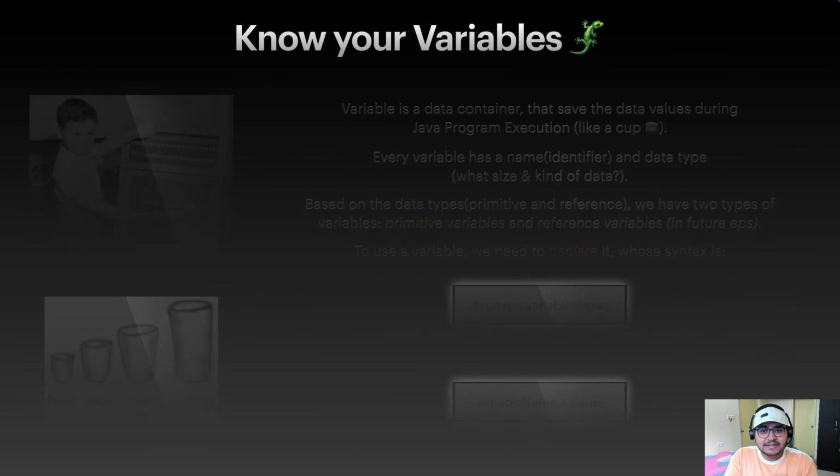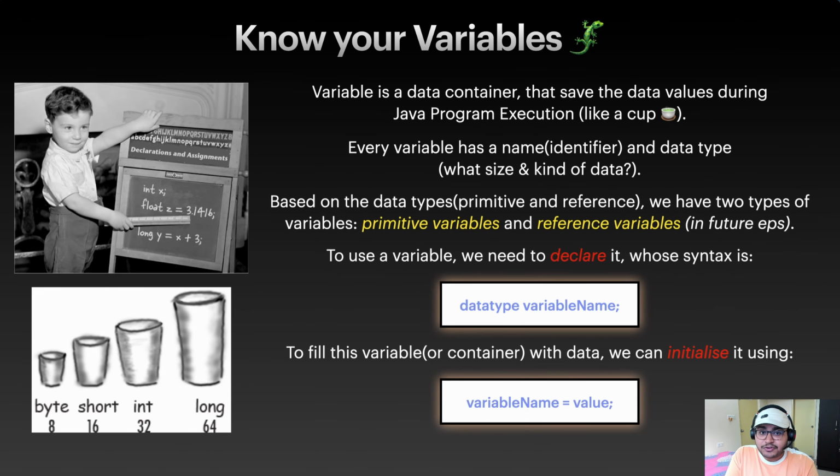A variable is a data container that stores different values during the execution of a Java program. Variables are used to represent data of a specific type. Each variable has an associated name and data type. To use a variable, it must be declared first. The syntax for declaring a variable is the data type, followed by the name of the variable and a semicolon.